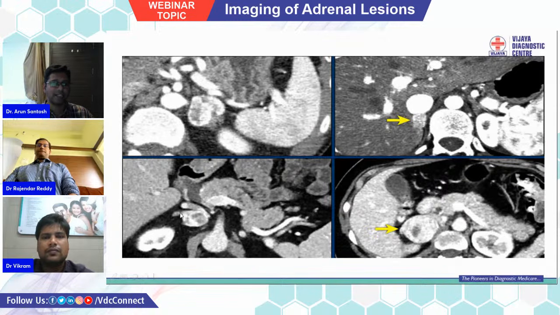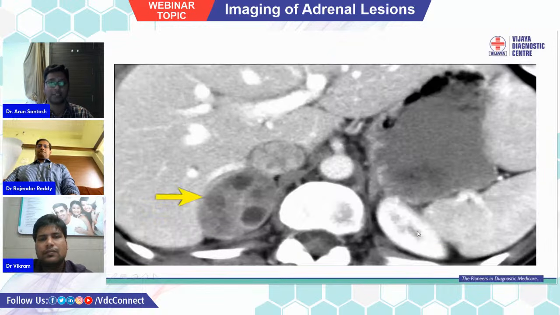And here again, we can see another enhancing lesion, but there you can see areas of heterogeneous enhancement. These can represent areas of necrosis, which can even be seen within the pheochromocytoma. Not all pheochromocytomas tend to show homogeneously intense bright enhancement. They tend to show heterogeneous enhancement because of their size and areas of necrosis. Here also we can see areas of necrosis with heterogeneous enhancement.